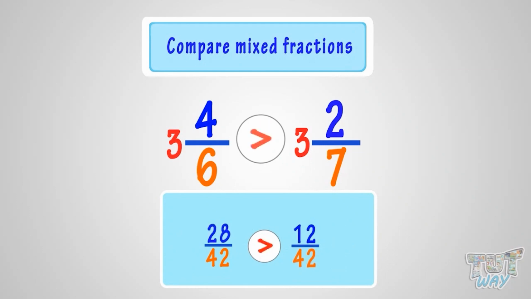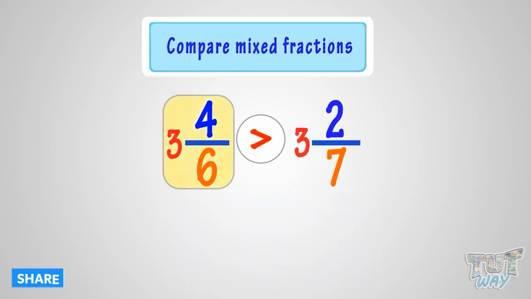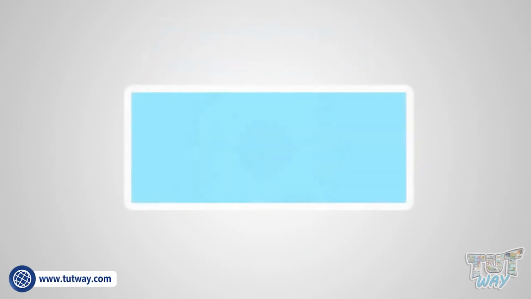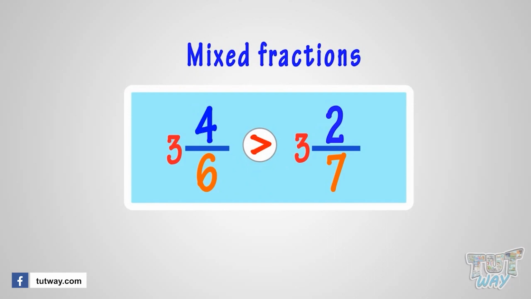Comparing the numerators, we get 4 by 6 is bigger than 2 by 7. So, this mixed fraction is a bigger fraction because the fraction portion here is bigger. What we learned today? Today we learned comparing unlike fractions and mixed numbers.